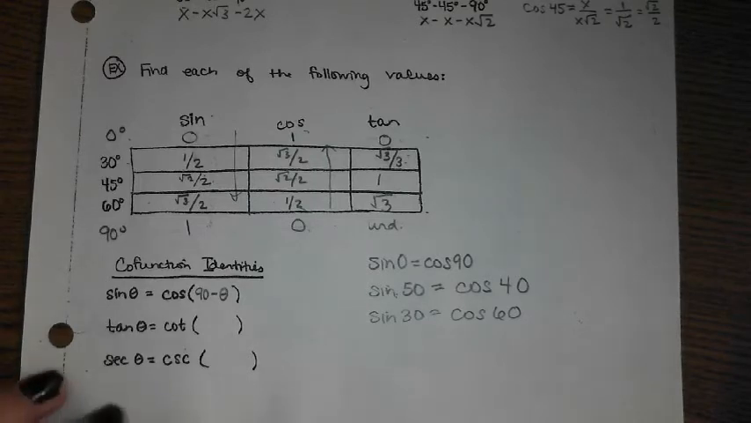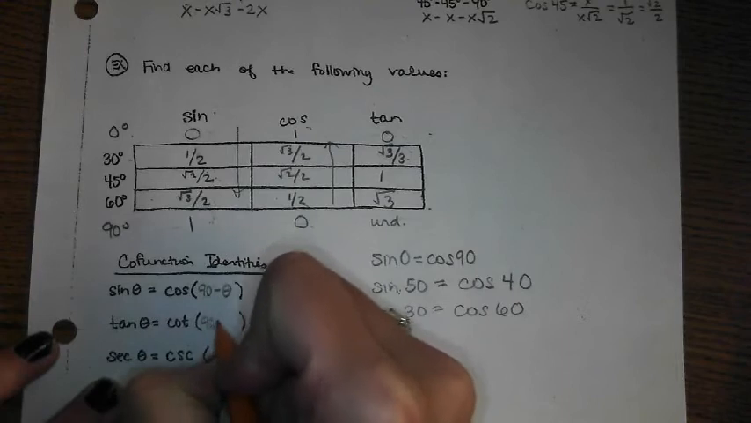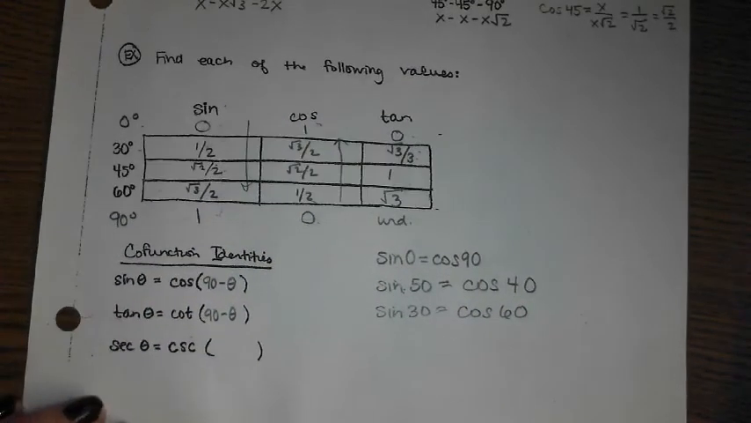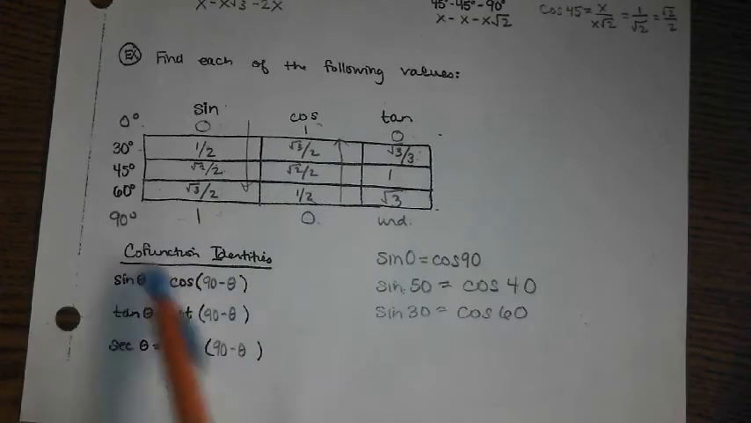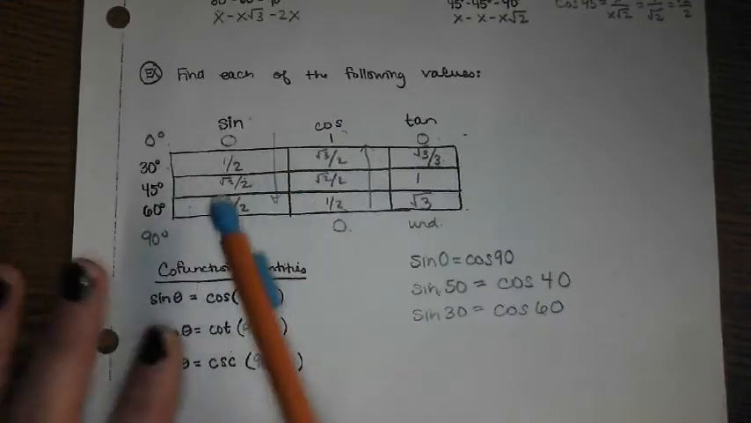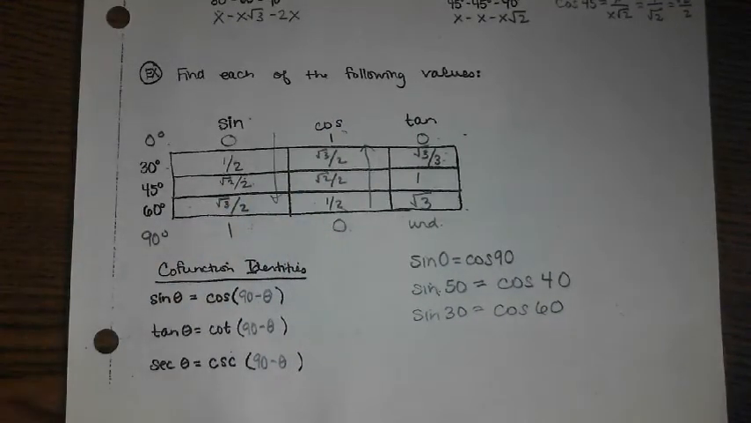Tangents and cotangents work the same way. Secants and cosecants work the same way. Because we've memorized the sine and cosine values, it's easiest to see with those, but the same is true for tangents and cotangents, and the same is true for secants and cosecants.